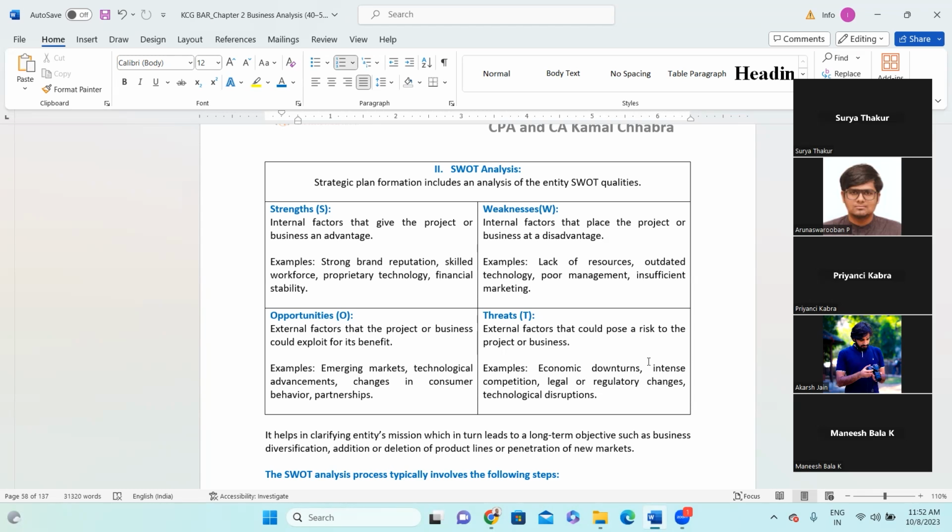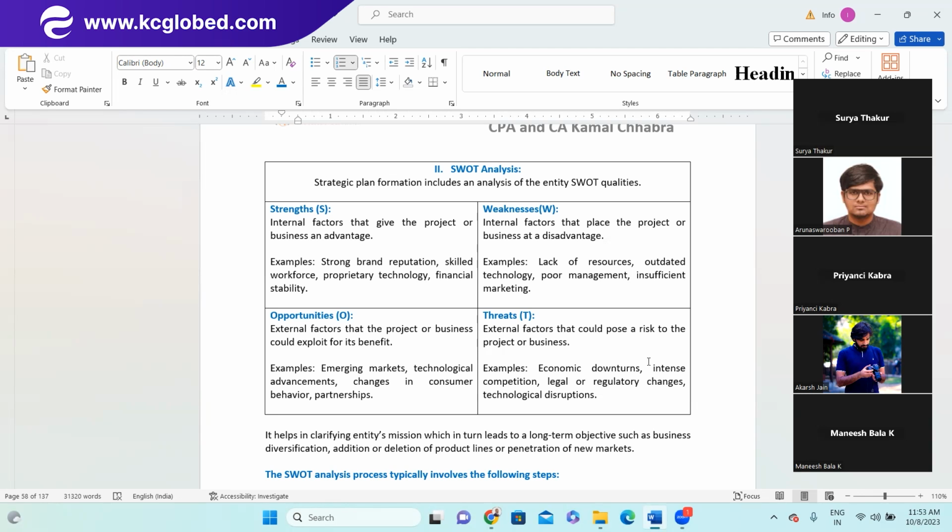Next one is threat. Threats are external factors that could pose a risk on the project or business. It may be on account of a change in economic condition, so an overall downturn in the economy. For example, in the COVID situation, most of the world's economies were going down, except healthcare, right? The healthcare industry was in an ultra boom. But other industries, specifically the real estate industry, were struggling, right? Or the transport, travel and tourism industries were struggling. So it may be on account of a change in economic environment or downturn.